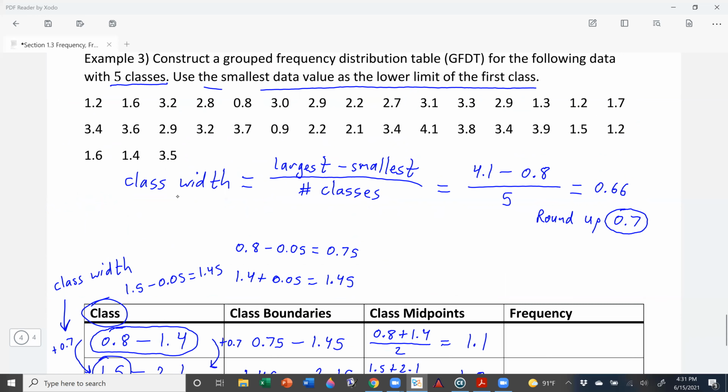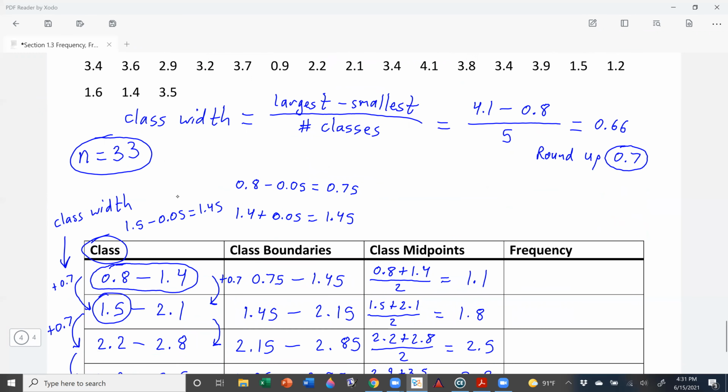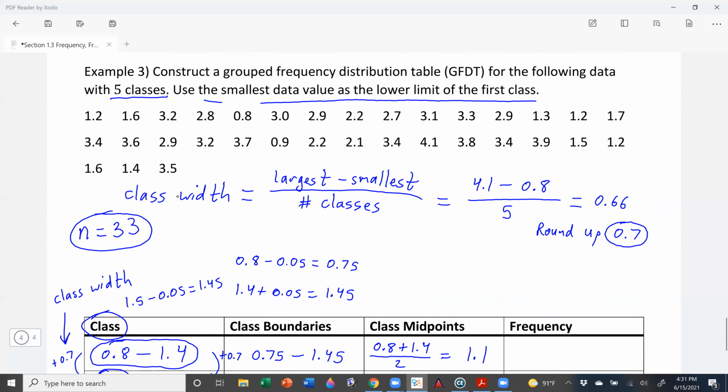As I go through here, I believe there's 33 different data values. So I'm going to make a note to myself that I should have a total of 33 when I'm done, just to make sure that I don't leave any out or double count any. What I want to do first is go through and find all of the different values that are somewhere within 0.8 to 1.4. Okay, so here we go. Everything that's between 0.8 and 1.4.